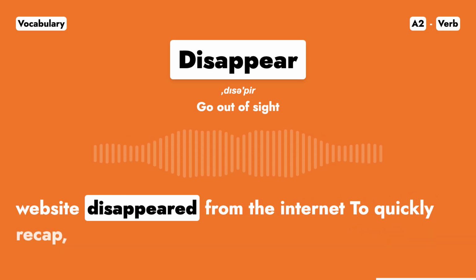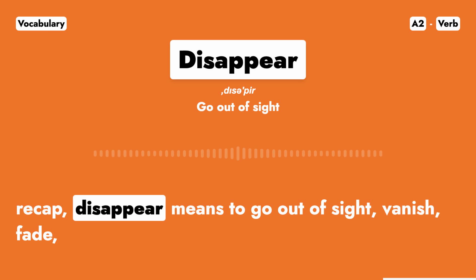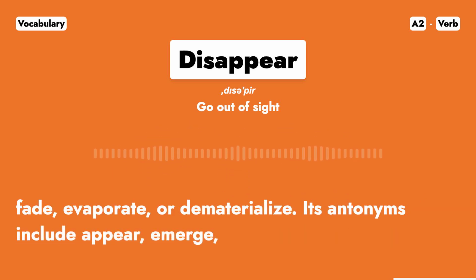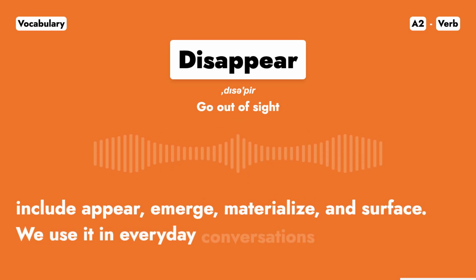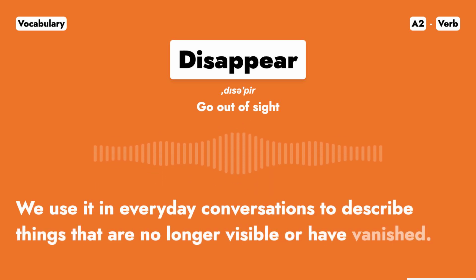To quickly recap, disappear means to go out of sight, vanish, fade, evaporate, or dematerialize. Its antonyms include appear, emerge, materialize, and surface. We use it in everyday conversations to describe things that are no longer visible or have vanished.